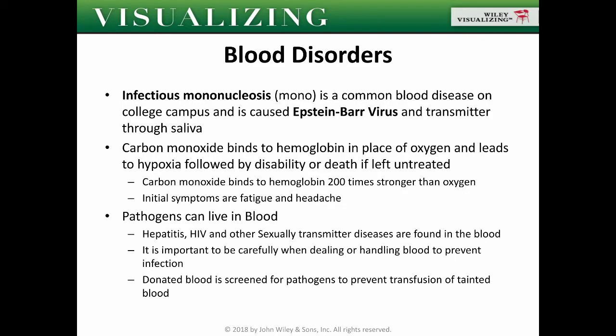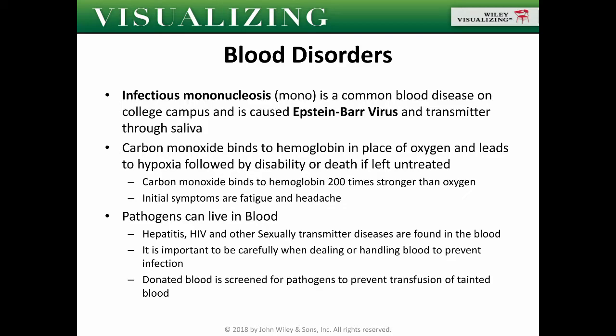And then we have the different blood disorders. Infectious mononucleosis is a common blood disease on college campuses and is caused by the Epstein-Barr virus, transmitted through saliva. Carbon monoxide binds to hemoglobin in place of oxygen and leads to hypoxia, followed by disability or death if left untreated. I think I discussed this last time during the respiratory system. Carbon monoxide binds strongly to hemoglobin, about 200 times more strongly than oxygen.